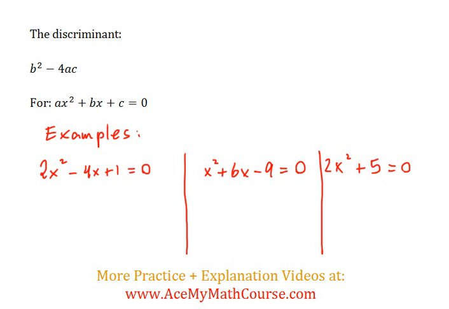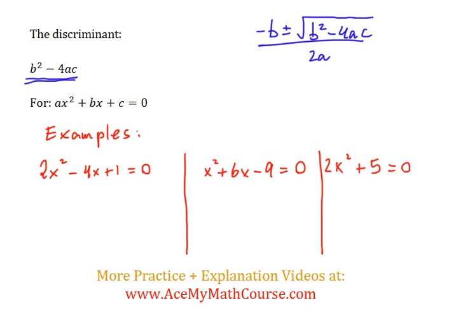Now let me introduce the discriminant, which is b squared minus 4ac. I'll remind you that the quadratic formula is negative b plus or minus the square root of b squared minus 4ac, all over 2a. Here is the discriminant, b squared minus 4ac. And why is this important at all?